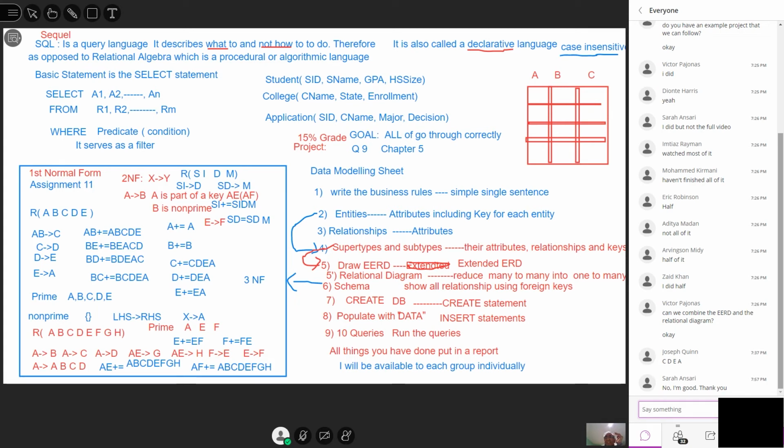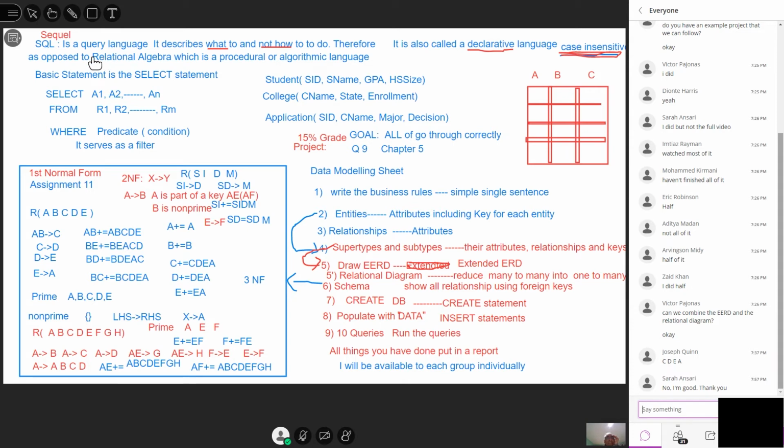Another thing is that it's case insensitive. So you have keywords here, for example select, project, select from or where. Now let's go back and remember, in relational algebra we had the keyword select, we had the keyword project, maybe the keyword join and all those things, natural join, and so on.